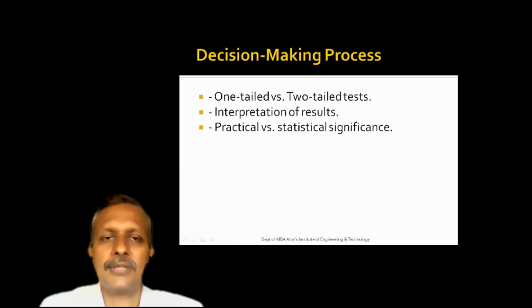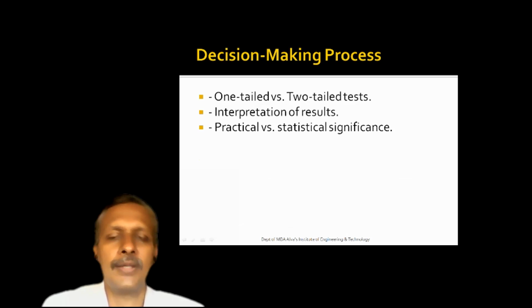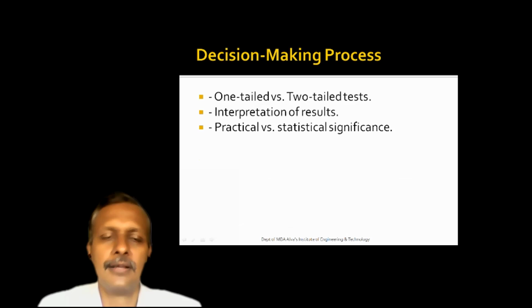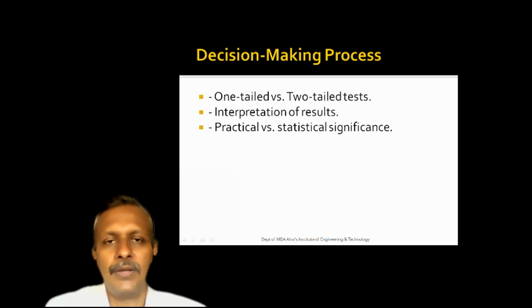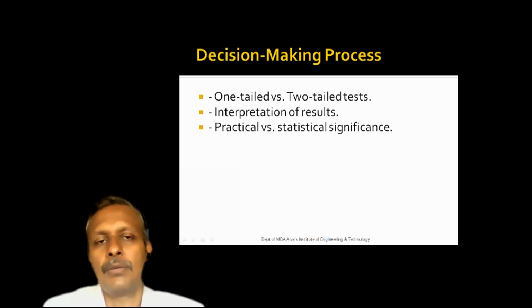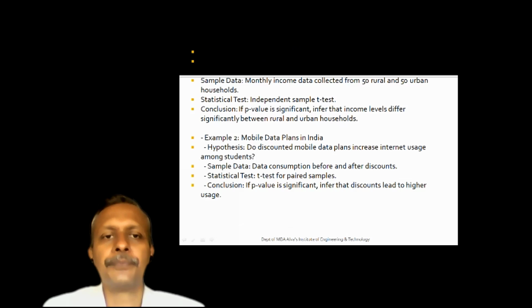The decision-making process could involve a one-tailed or two-tailed test, interpretation of results, and practical versus statistical significance. Suppose we are testing on one side, either the positive or the negative side, then we use a one-tailed test. When you are testing on both sides, then it is a two-tailed test. Finally, we need to interpret the results on the basis of statistical significance.